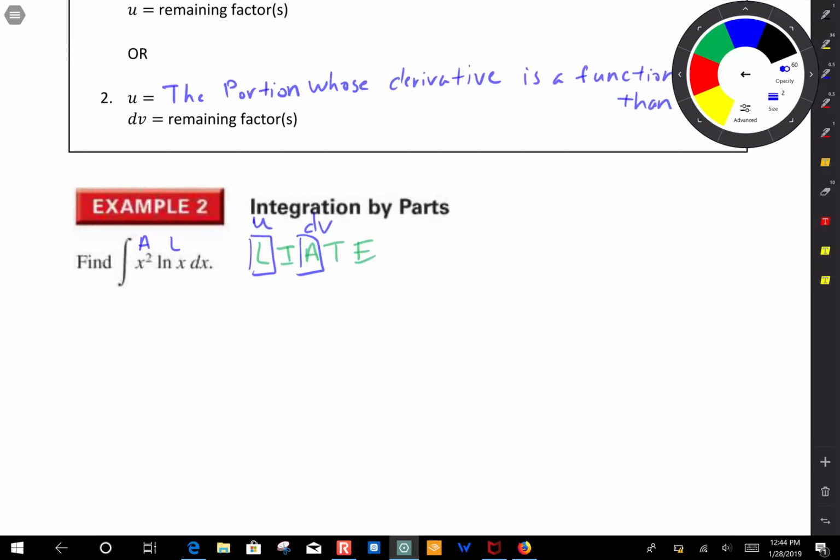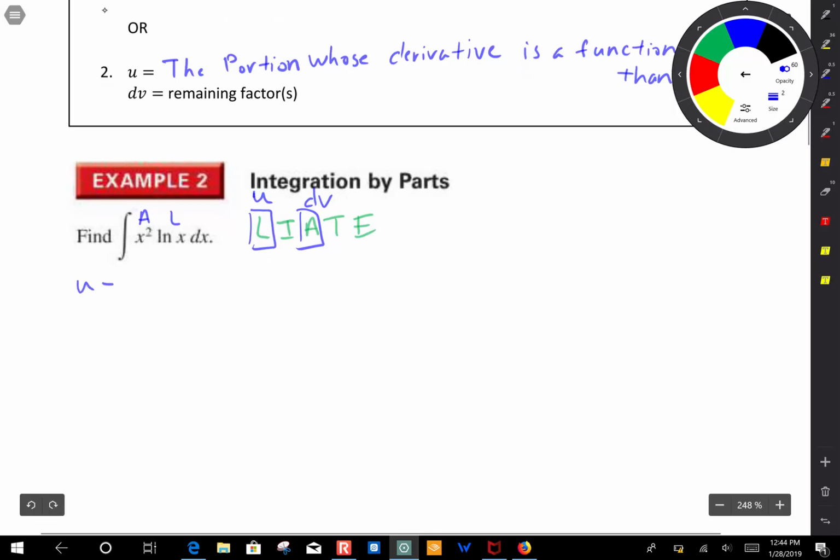And so we start setting up our formula: u, du, v, dv. Which one's going to be my u? The natural log, ln of x. And dv is my x squared. So the natural log of x is my u. What's my du? The derivative of the natural log of x is 1 over x dx. And to find v, you take the integral of dv. The integral of x squared is x cubed over 3.